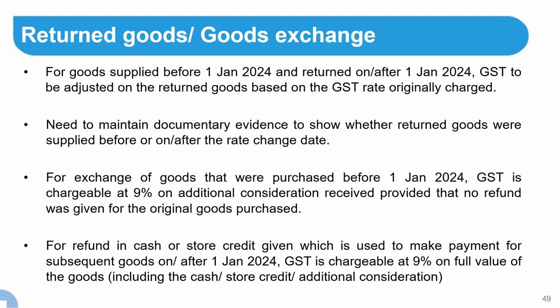If you have supplied goods before 1st January 2024 and agree to provide an exchange of goods on or after 1st January 2024, GST is chargeable at 9% on the additional consideration received, provided you do not refund the consideration received for the original goods. If you provide a refund in cash or store credit, which is then utilized to make payment for other goods or services on or after 1st January 2024, GST is chargeable at 9% on the full amount on the new goods or services.